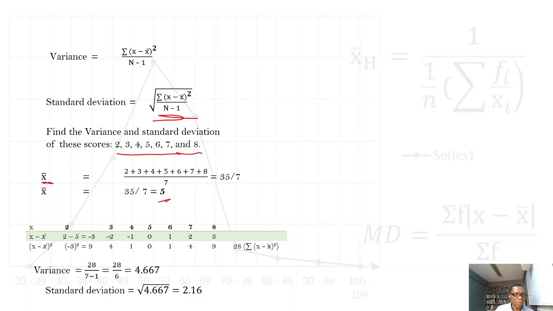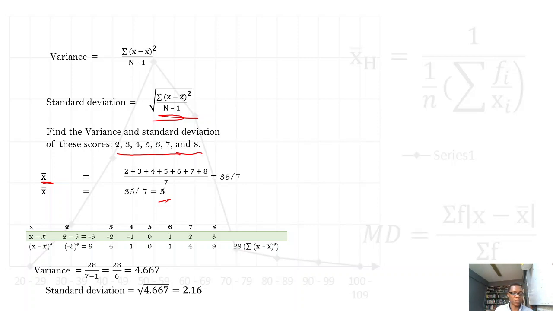Now, we need to subtract the mean from every observation. The first observation is 2. So I need to say 2 minus 5. That gives me minus 3. 3 minus 5 gives me minus 2. 4 minus 5 gives me minus 1. 5 minus 5 gives me 0. 6 minus 5, 1. 7 minus 5, 2. 8 minus 5, 3.